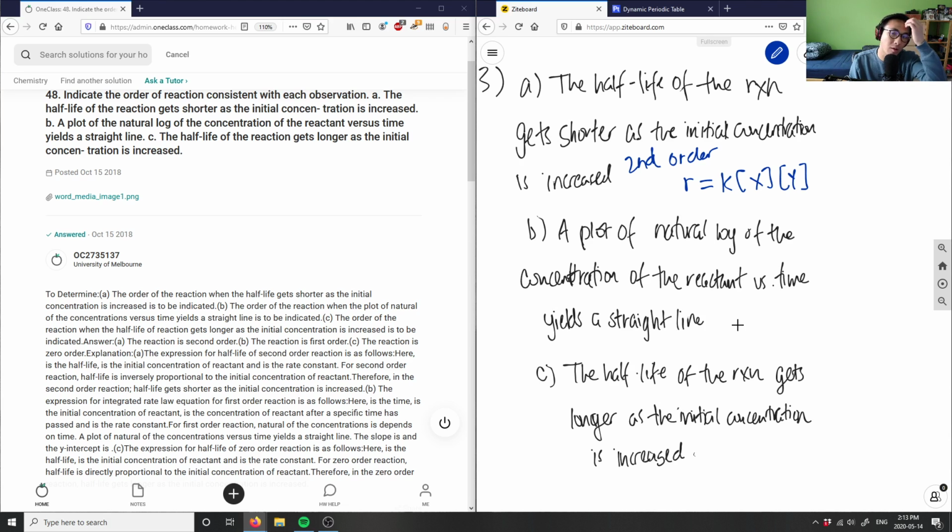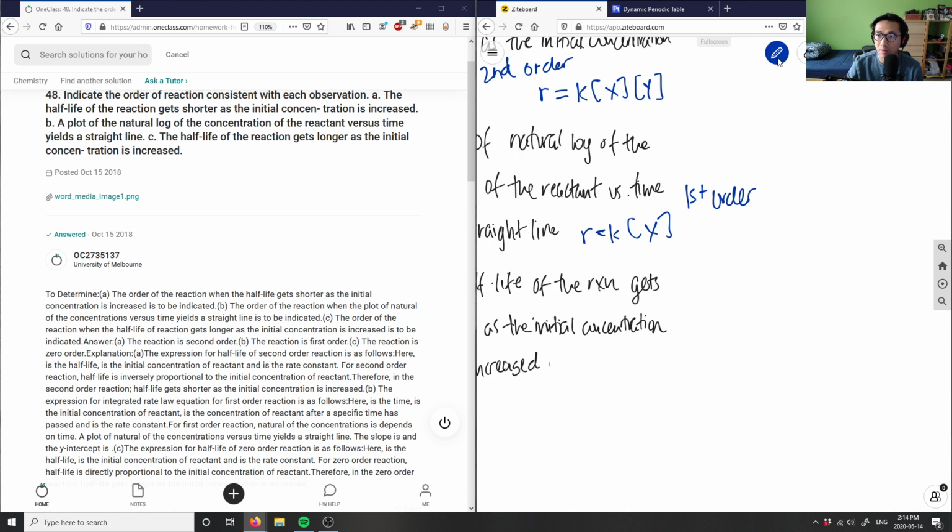B here is asking us, a plot of the natural logarithm of the concentration of the product versus time yields a straight line. If it yields a straight line, it means it's linear, right? So therefore, the rate would equal X here, and this would be first order. So this is first order, and we can actually do a graph here, a small plot.